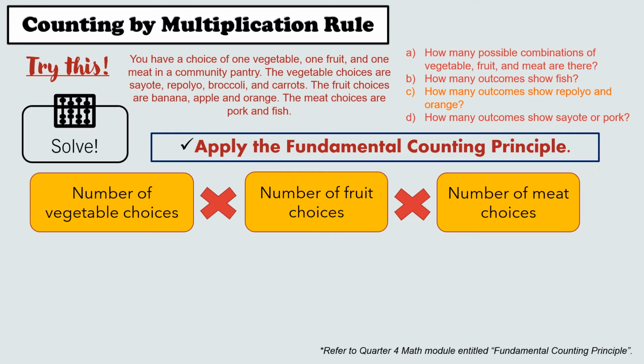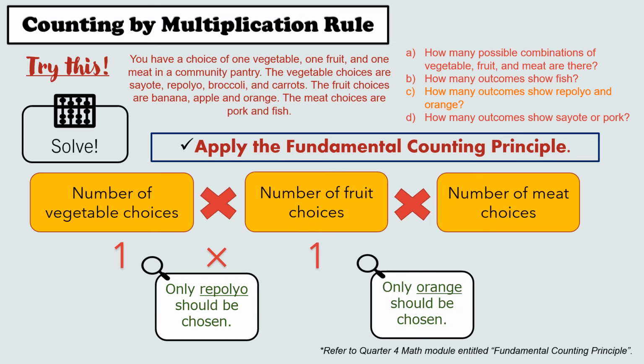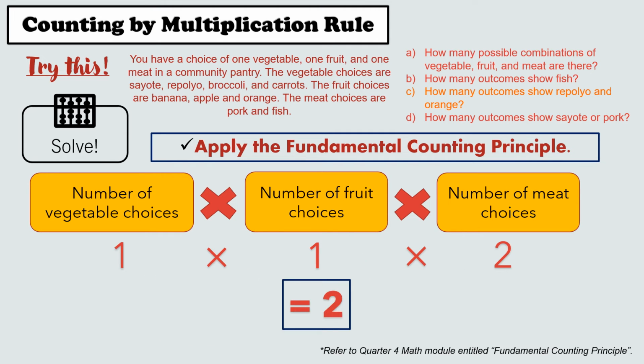To answer the third question, we still apply the multiplication rule, but we have to take note that we are looking at outcomes that contain repolyo and orange together. We are going to have only one vegetable choice since we are going to consider only repolyo for vegetable. We multiply that to the only choice we have for fruit, which is orange. We multiply that also to the number of meat choices, which is 2, since the problem does not limit the meat choices. Thus, we get 2 as our product.